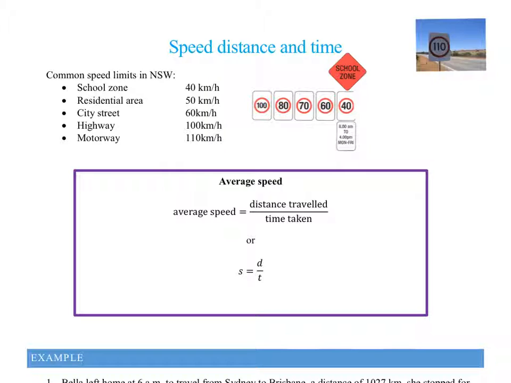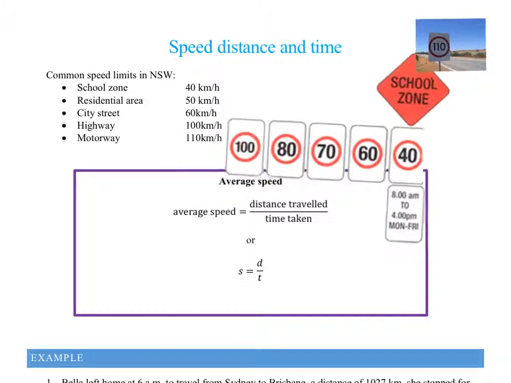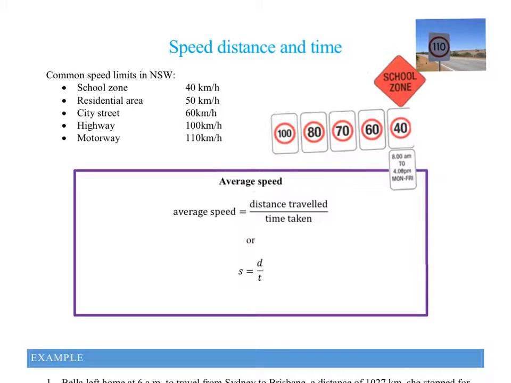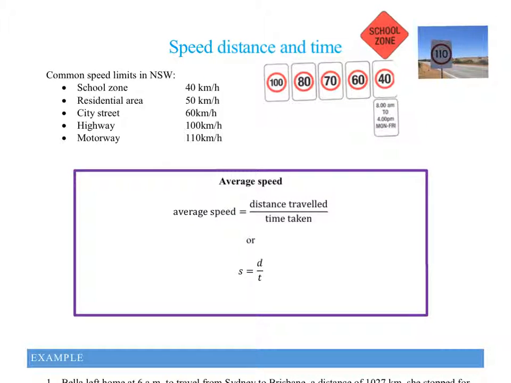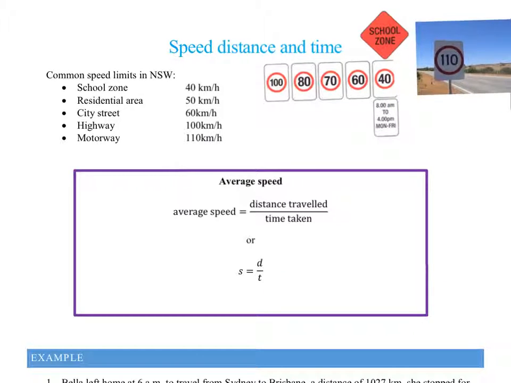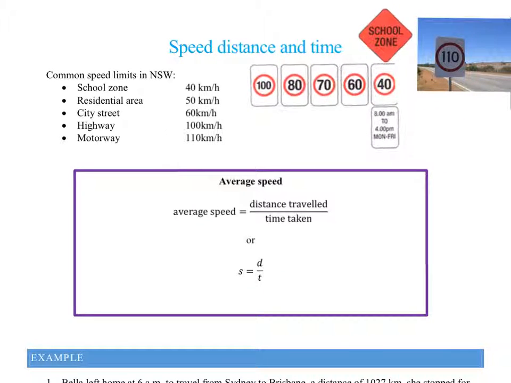So we have our school zone of 40 kilometres per hour, our residential areas, it's 50 kilometres per hour, and that's not on my sign here. My city streets are 60. We have 70 kilometres per hour, 80 kilometre per hour zones. The highway is usually 100 kilometres per hour. And if you get out on the open road, some motorways are even 110 kilometres per hour. So that is pretty handy to know.